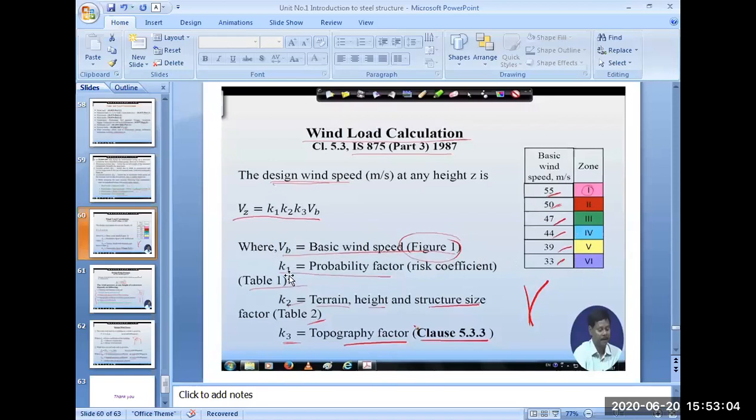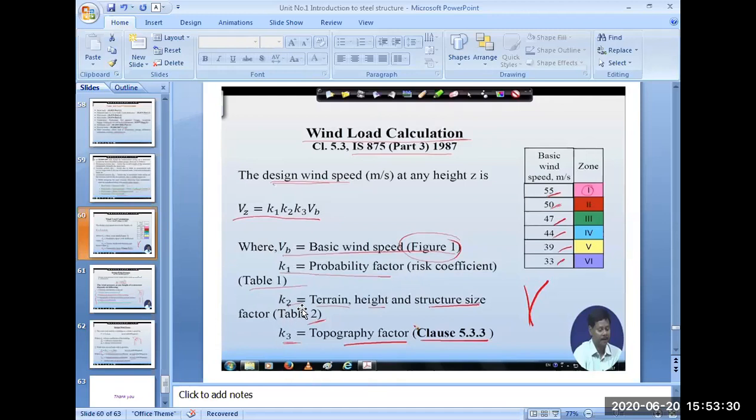Now K1. Next, what is K1? K1 is the probability factor, or we can call it risk coefficient, that comes in table number 1 of IS 875 part 3. Table number 1 in IS 875 part 3 gives the value of K1. That you can take from table number 1.